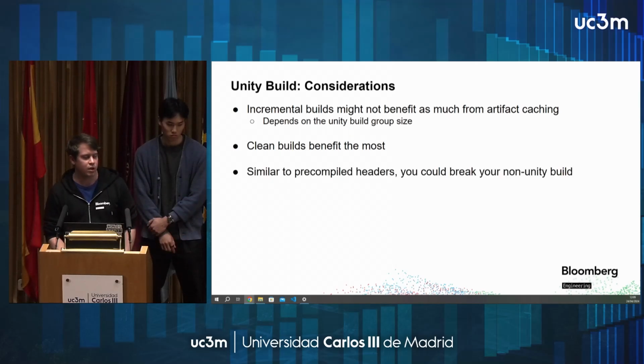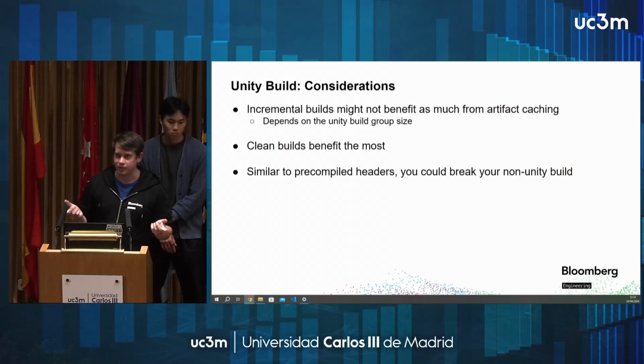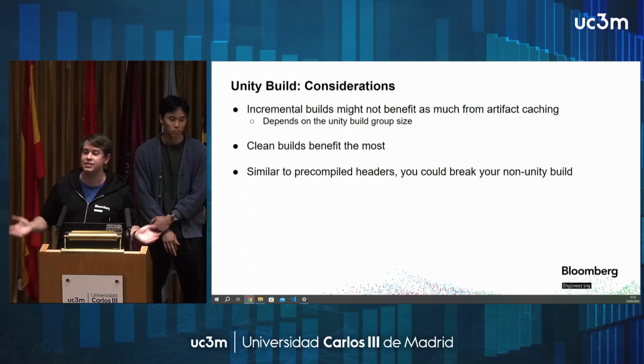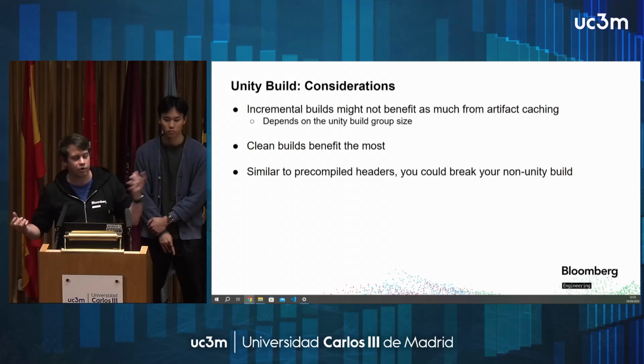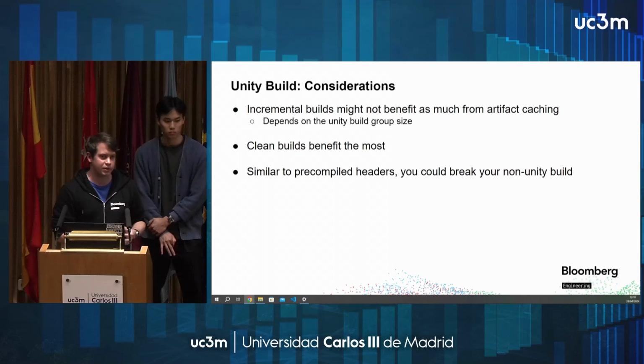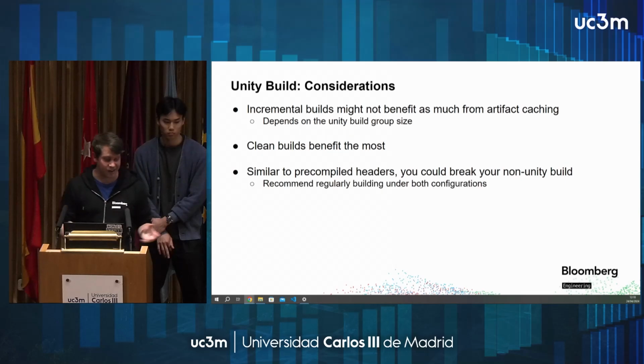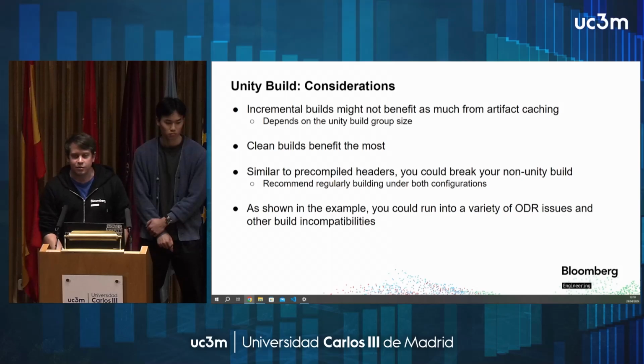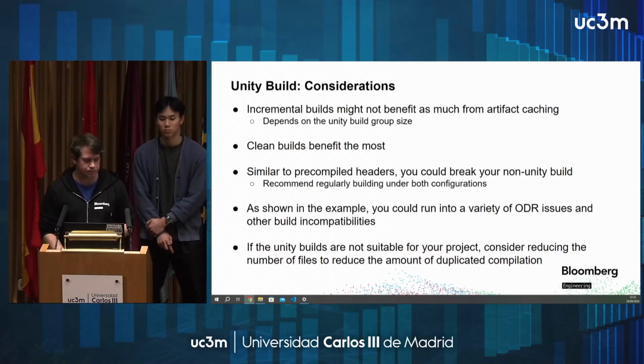Similarly to pre-compiled headers, you can break your build. Exactly the same reason: if you are sloppy with your includes for whatever reason, because everything's being included together, the include that you rely on will be there. But if you try and build under a regular configuration, you might be missing an include, so you could break everything. For that, just regularly build under a standard configuration on a CI job, to ensure that you're building under no Unity build assumptions. There are a number of ODR issues and other build incompatibilities, so you're going to have to make some changes if your code base was not originally written with Unity build in mind.